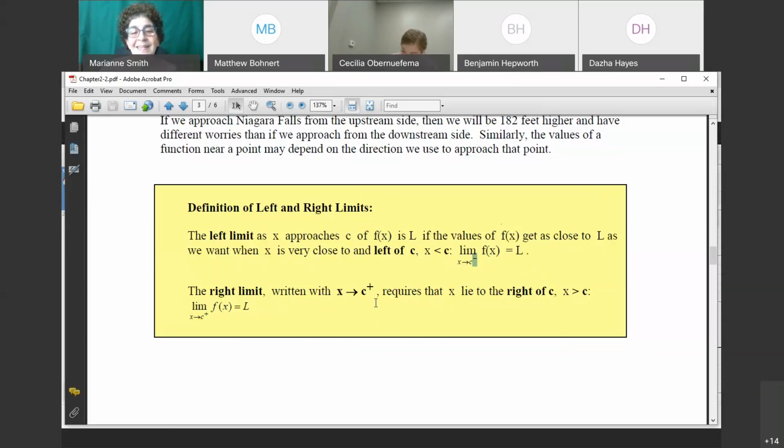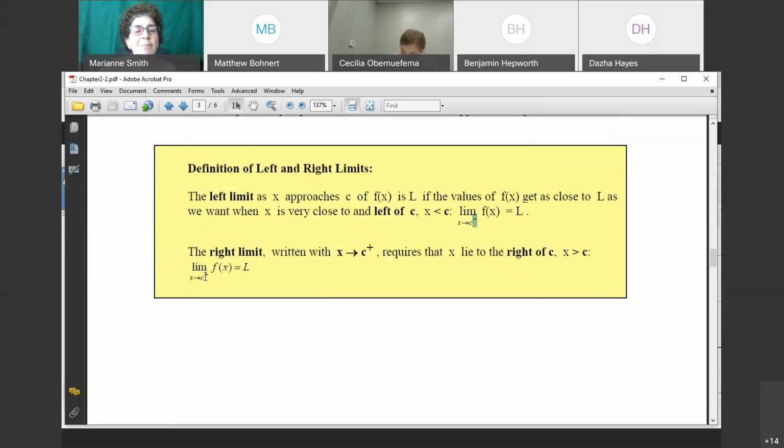The right-hand limit has a little plus sign there as a superscript, okay? And what that says is you're approaching this x value, c, from the positive side of the x-axis, so from larger values on down, okay? Is everybody all right with the notation? Okay, notation okay?